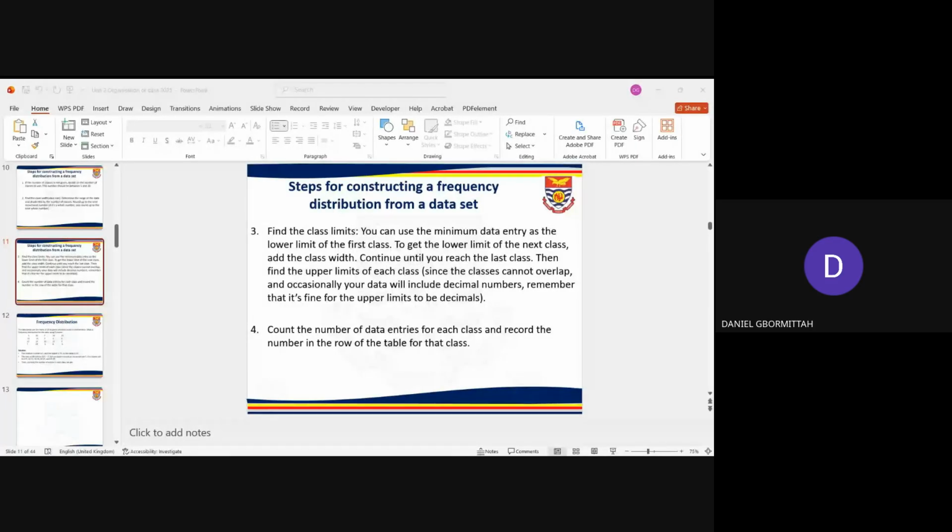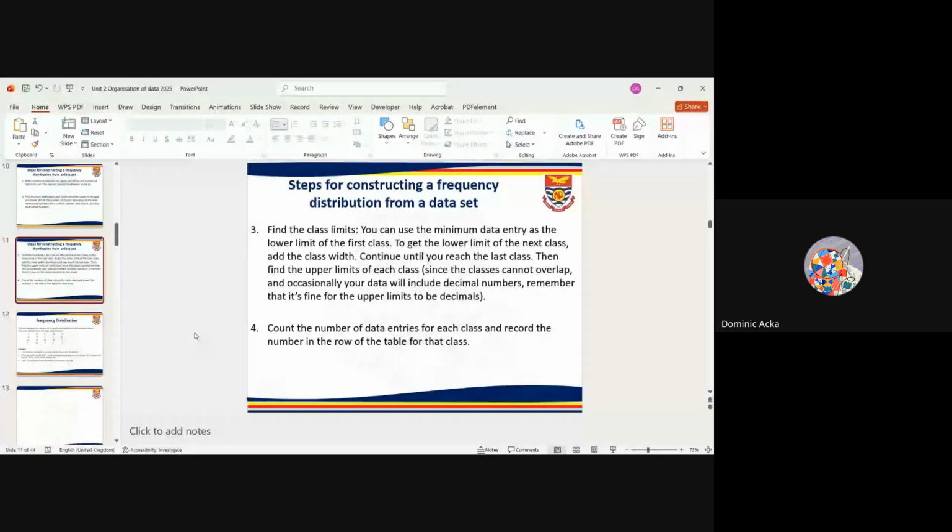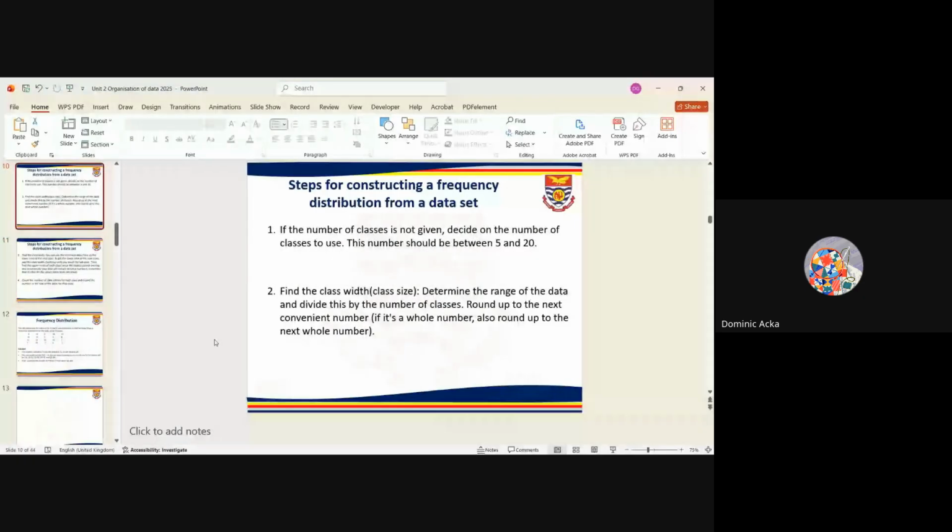Yes, Dominic. The reason why it was rounded up to 5 is we said after getting the class width, it should fall within the range we are having. But after dividing the range by 5, the number we had was 4, which is not within the range we were having there. The range started from 5, and there's nothing like 4 in it. That is why we rounded it up to 5. Thank you.